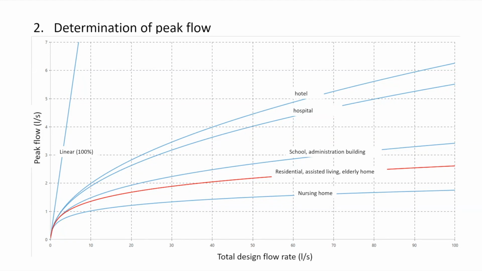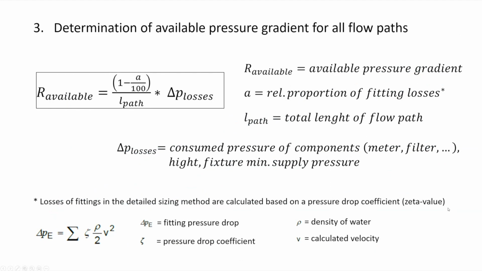After the design or determination of the peak flow, we can see the next slide where we have the function. Unfortunately, I've made a little mistake here. The delta P loss is the remaining pressure. So that should be the determination of available pressure gradient for all flow paths. So we are basing the pipe sizing on an available pressure drop per meter, so millibar per meter. So how much pressure can we waste on every meter of pipe?